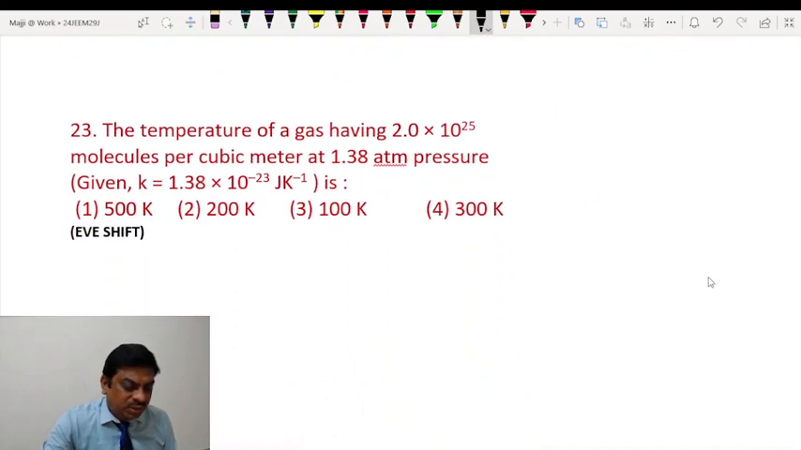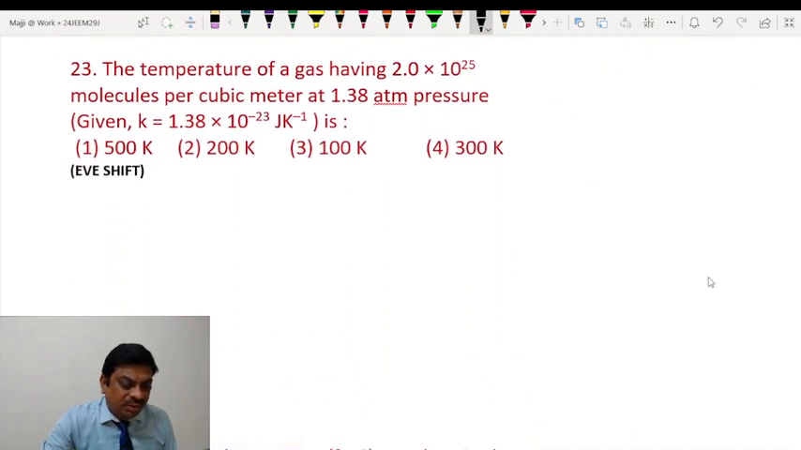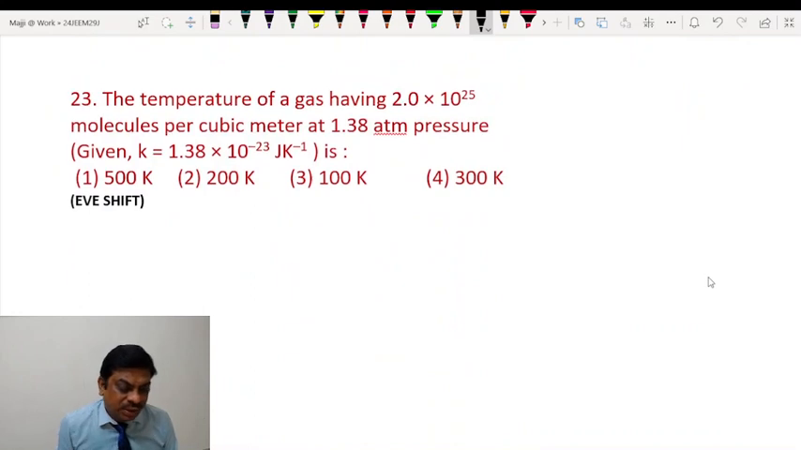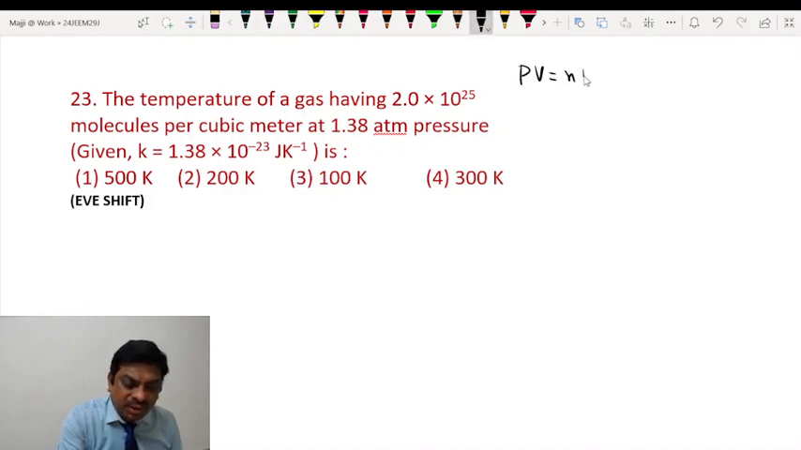Then moving to the next question, 23rd. The temperature of a gas having this much molecules per cubic meter at this atmospheric pressure. So given K is Boltzmann constant, student. So we have to find the temperature. Now again we'll proceed with the equation of state. So equation of state states that PV equal to nRT.